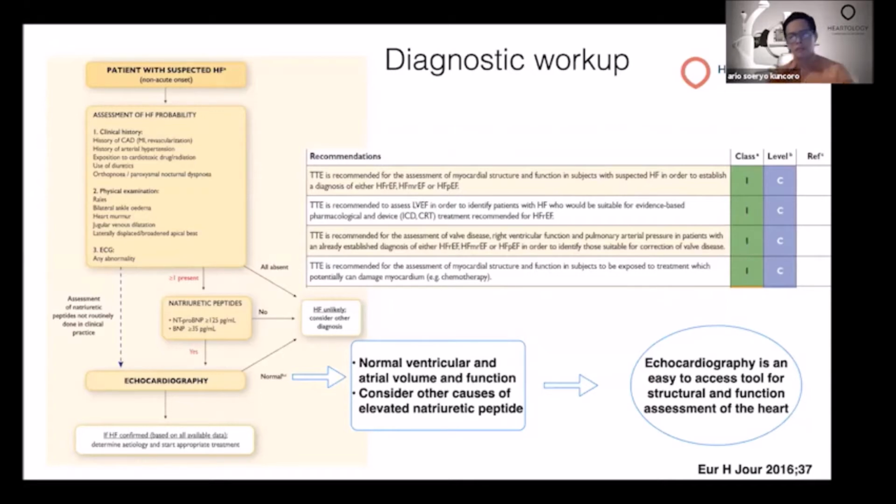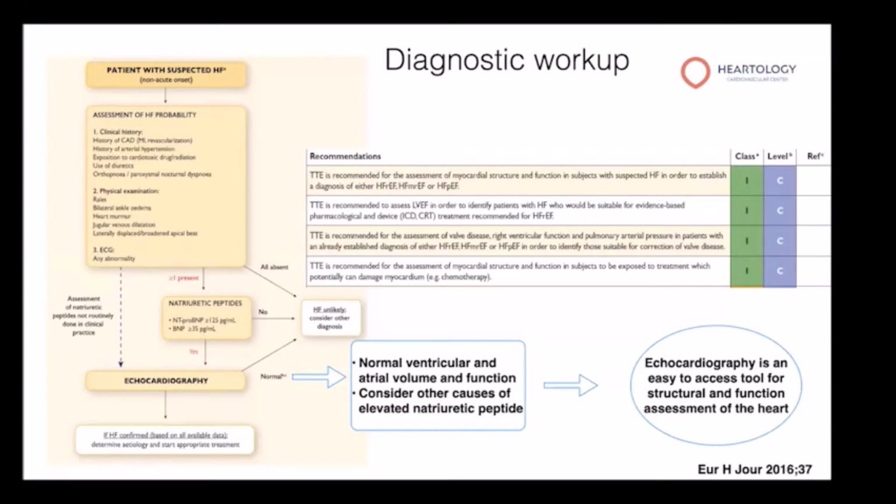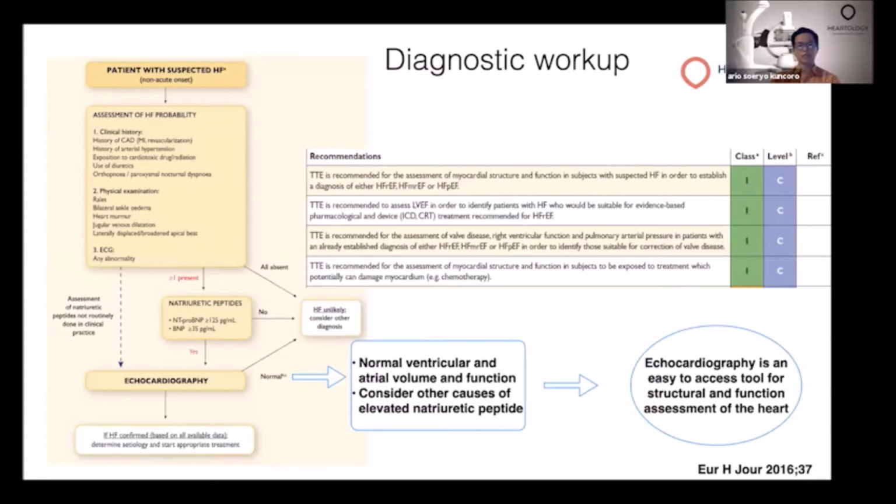And if we look at the guideline from the European society, they put TTE, transthoracic echocardiography, as a class 1 for the assessment of myocardial structure and function in suspected heart failure, to establish and diagnose either heart failure with reduced ejection fraction, heart failure with preserved ejection fraction, and also the gray area between reduced and preserved ejection fraction. This again stresses the importance of the echo in this setting.